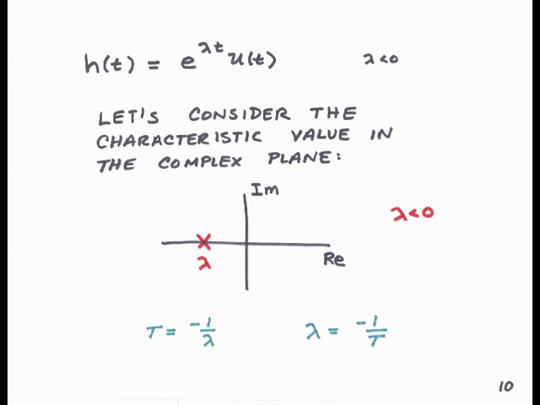Recall that we can plot our characteristic value in the complex plane. We denote it by an x here, and in the case we're considering, lambda is negative. We saw that the time constant was negative 1 over the value of lambda. So when lambda is negative here, the time constant, of course, is positive. And the inverse relationship to this is lambda equals minus 1 over cap T, the time constant. So what these relationships are saying is that the speed of response of a system depends upon where the characteristic value is in the complex plane.